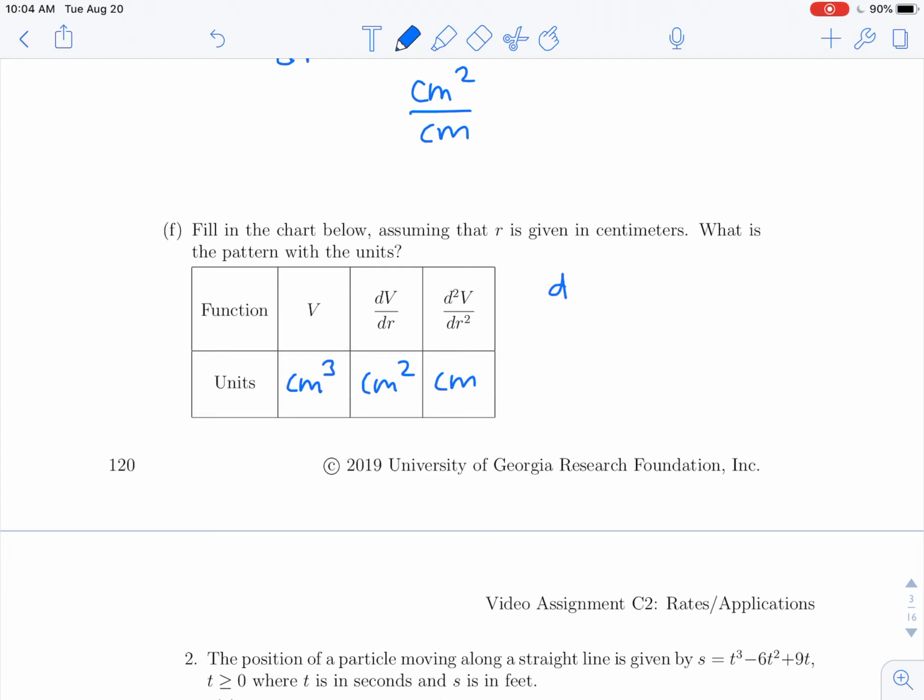So d cubed V over dr cubed wouldn't have any units, would it? We would be fresh out of centimeters.